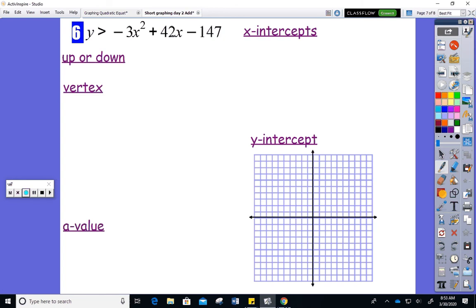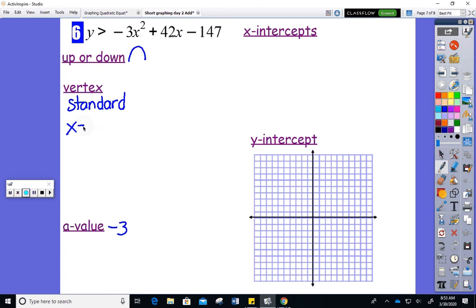All right, so I'm looking at this problem and, yes, I do have standard form. Have you noticed that in the first video I did your vertex form problems, and now I'm doing your standard form problems? The a value is negative 3. As long as the a values are integers, it's pretty easy to use the a value for your graphing. That means it's an upside down parabola.